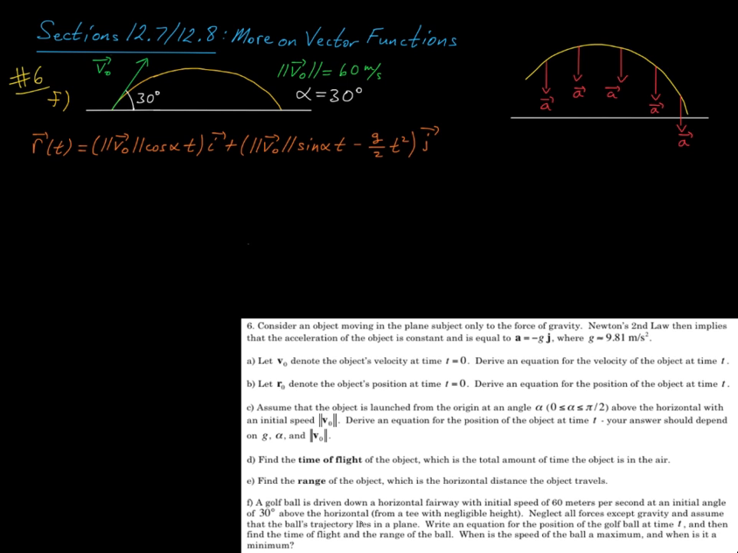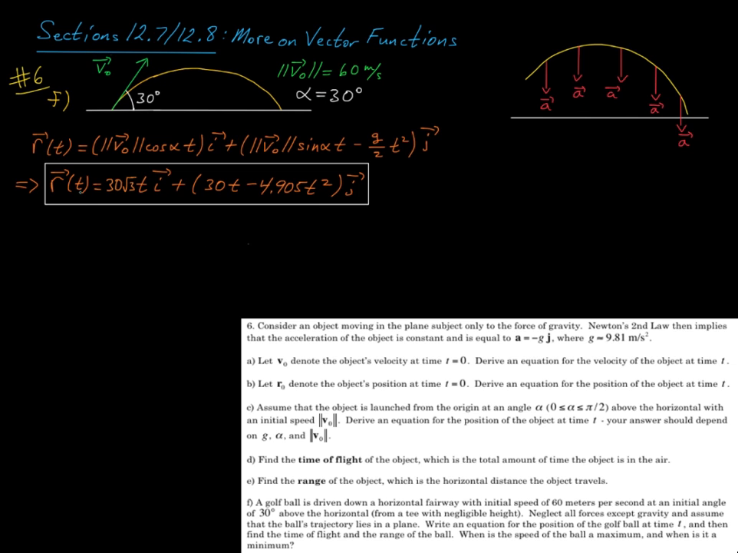When is the speed of the ball a maximum, and when is it a minimum? Okay, so here's our result from part C, where our initial speed is 60 meters per second and our launch angle alpha is 30 degrees. If I plug those values in, I get 60 times the cosine of 30 degrees. Cosine of 30 is root 3 over 2, so 60 times root 3 over 2 is 30 root 3, and then I have the times t, and so that's my i component.